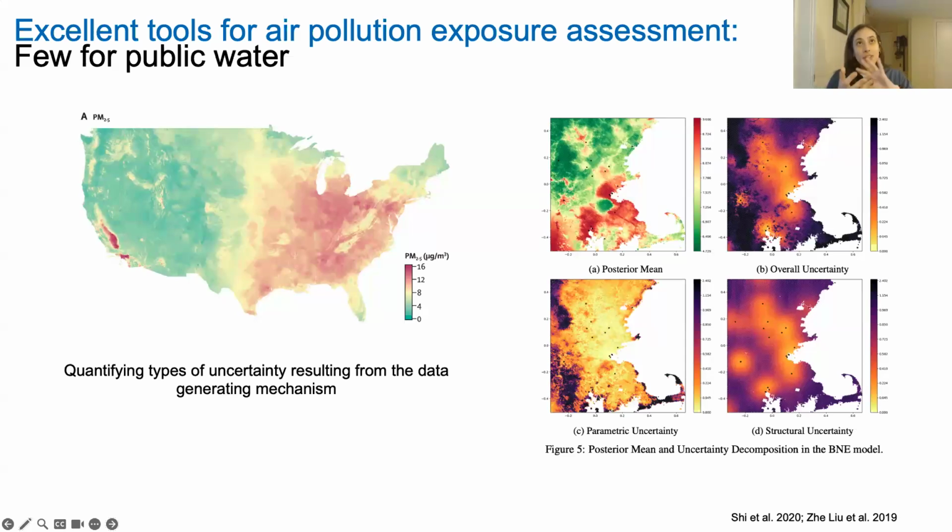And so I want to make a quick contrast here to what our field has done for air pollution, right, over the past several decades. We've done an amazing job in the field of environmental health of generating high quality, high resolution exposure estimates, quantifying uncertainty resulting from different mechanisms, and decomposing that uncertainty across different components, and using things like Bayesian ensemble models to deal with that uncertainty. And we don't currently have anything like this for drinking water.